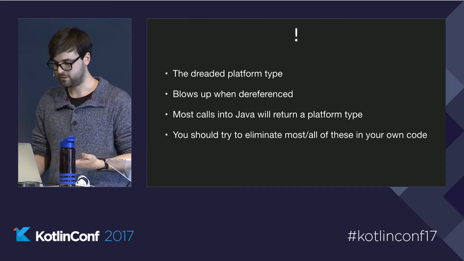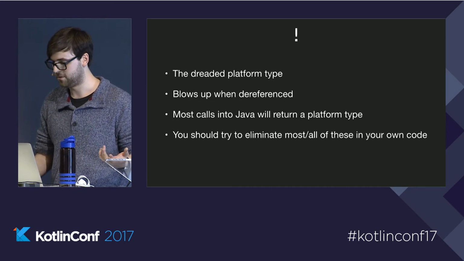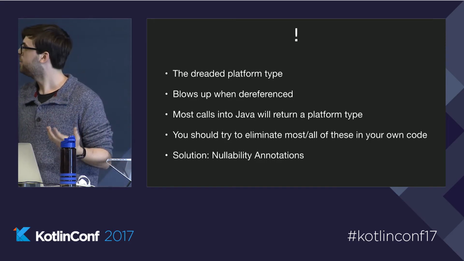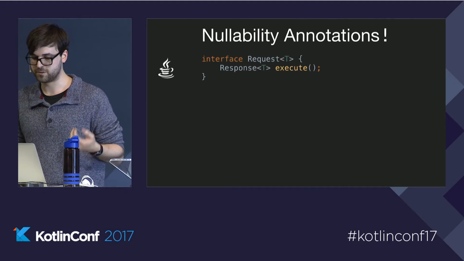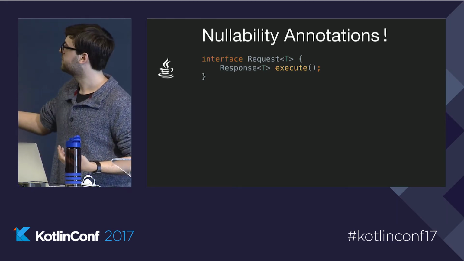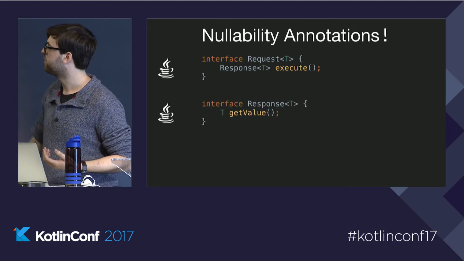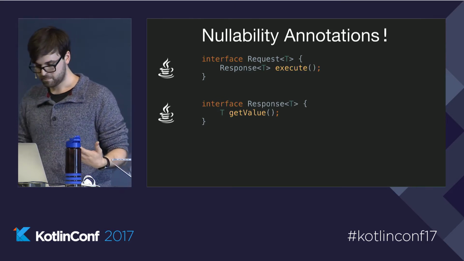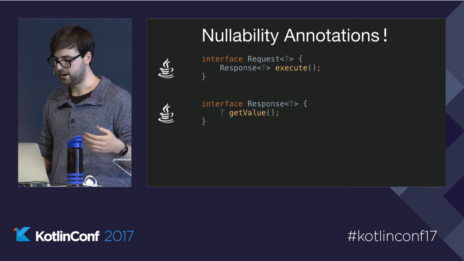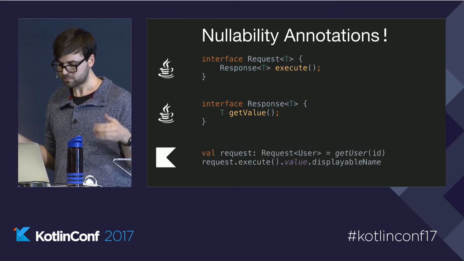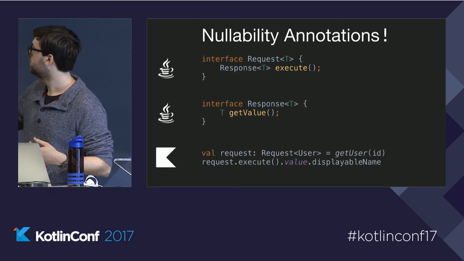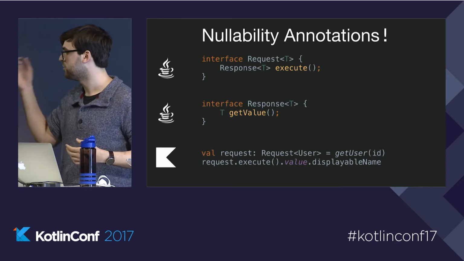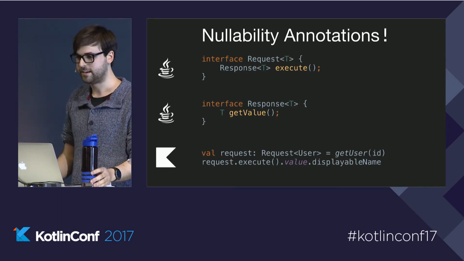And how do you do that? You do that with nullability annotations. So let's say you have this Java request class, and it has an execute function that returns a response. And here's a response. And it just has a getter for its value, which is a T. And then your Kotlin goes, all right, let's take this get user request. Let's execute it. Let's get the value back. And then let's call displayable name on it, right? It's a user. We have this get displayable name extension from before.